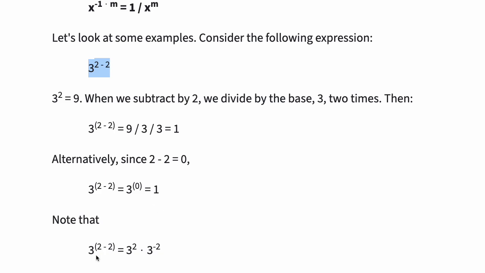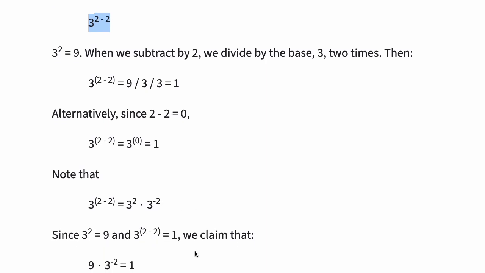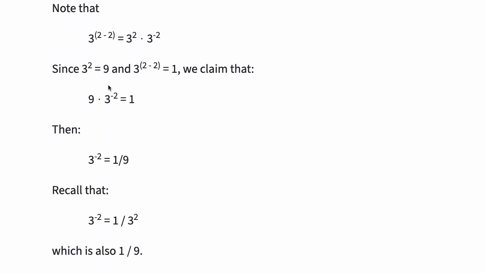Note that 3 to the 2 minus 2 is equal to 3 squared times 3 to the negative 2. Since 3 squared equals 9 and 3 to the 2 minus 2 equals 1, we claim that 9 times 3 to the negative 2 equals 1. Then 3 to the negative 2 equals 1 over 9. Recall that 3 to the negative 2 equals 1 divided by 3 squared, which is also 1 divided by 9.